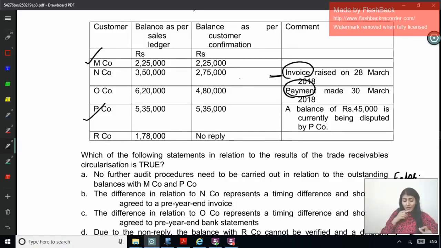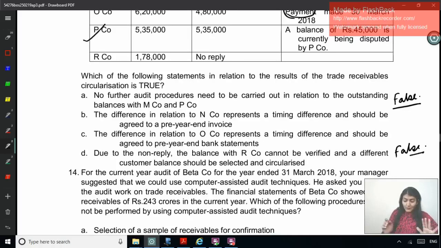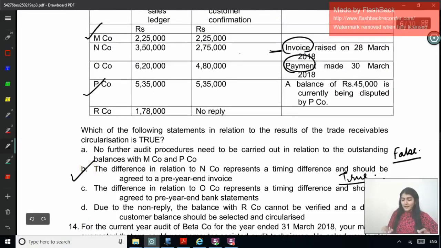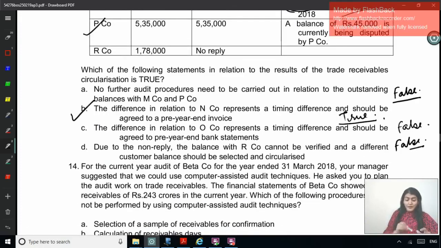So that is why procedure number C could also be stated as false. And that is why the correct answer over here is going to be B. Because this is more of a concern for us. If the money is received, no problem. Payment made 30th March. But this is more of a concern.